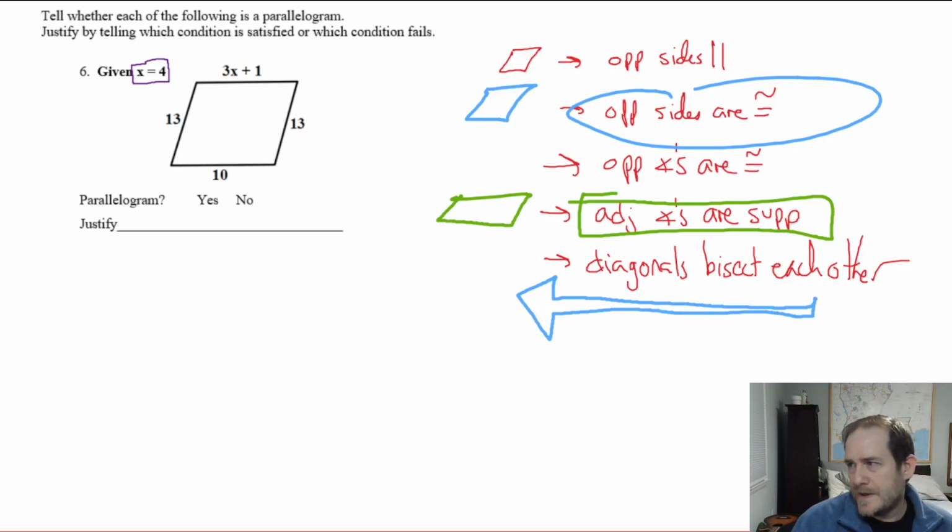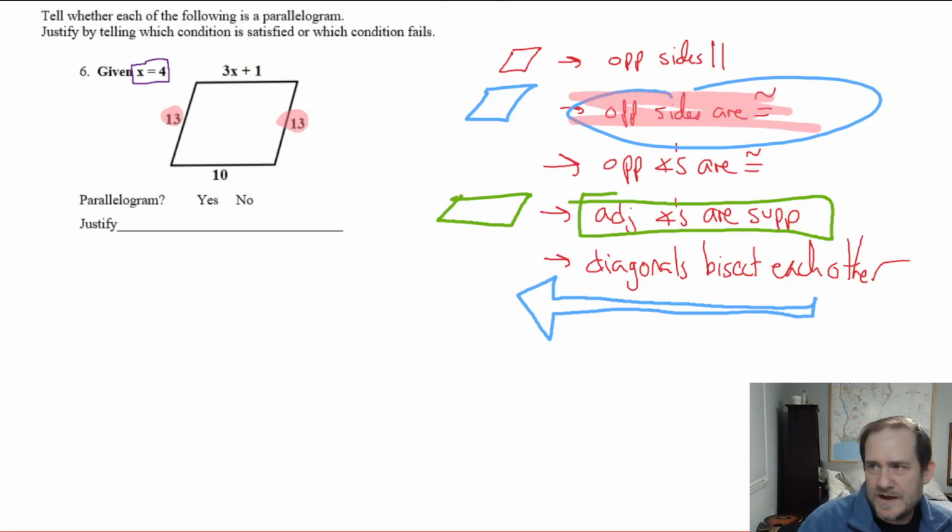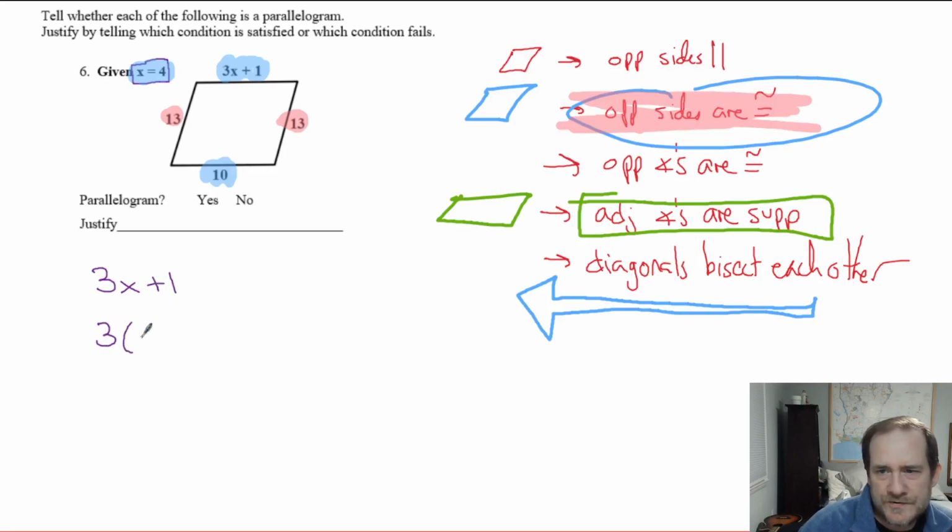Okay, great. So what does that mean? Well, looking at the figure they gave us, I certainly see a 13 that equals a 13. And that's a pretty good start towards showing that the opposite sides are congruent. So now we just have to show that this thing up here, 3x plus 1, has to equal 10. And we know that x is 4, so I'm going to grab this side, the 3x plus 1, and substitute into it this 4. And it turns out that this is 12 plus 1, which is 13, but we needed it to be 10.